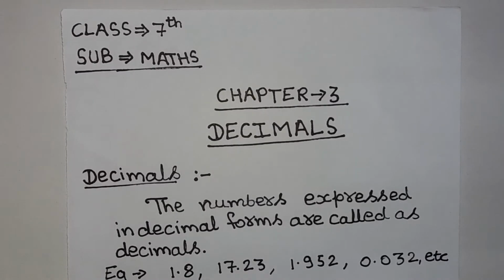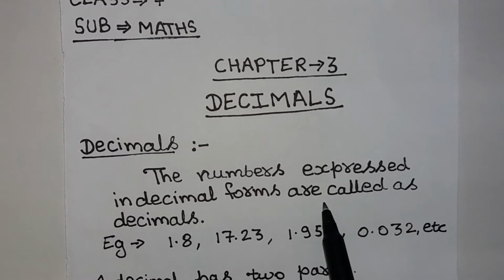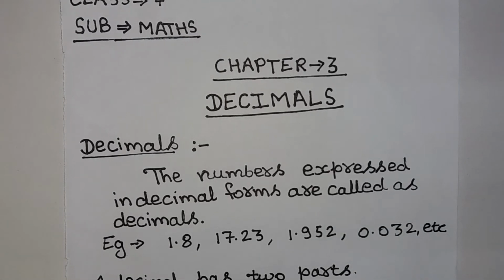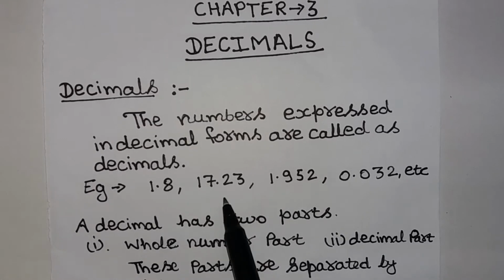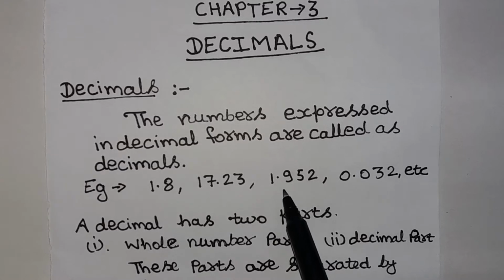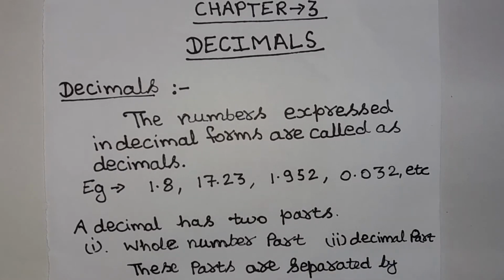Today we are going to start chapter 3, that is decimals. So what is a decimal? The numbers expressed in decimal form are called decimals. Means the number which we can express in the form of a decimal. For example, if we write 1.8, 17.23, 1.952, 0.032, etc. These are known as decimal numbers.